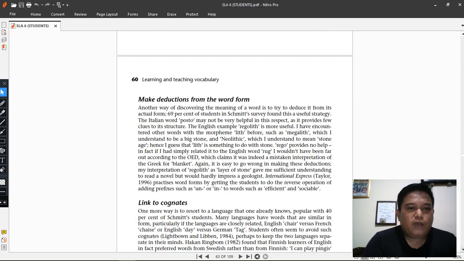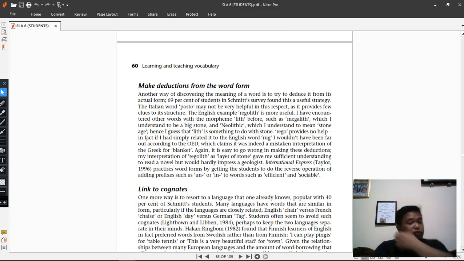The next strategy is making deductions from the word form. Okay, we have two here. Making deduction from the word form. This one is like when you don't know the meaning of the words, you can do this one. It's like when I said before, the word siswa and mahasiswa has the same meaning, which is pelajar, which is student.